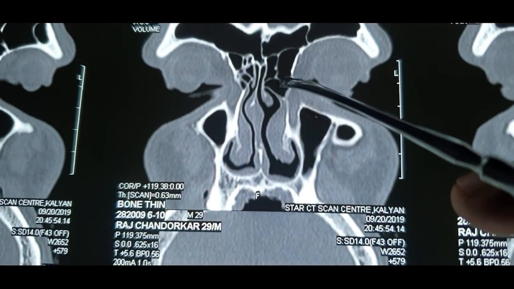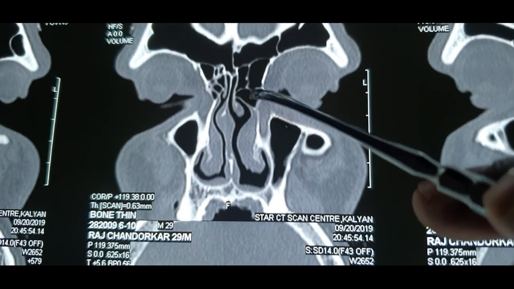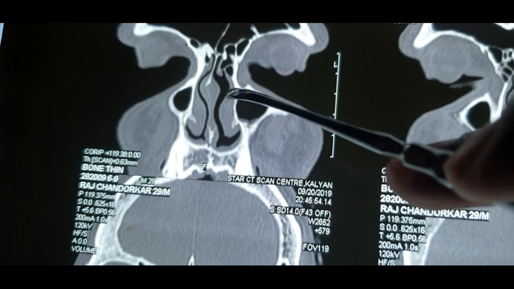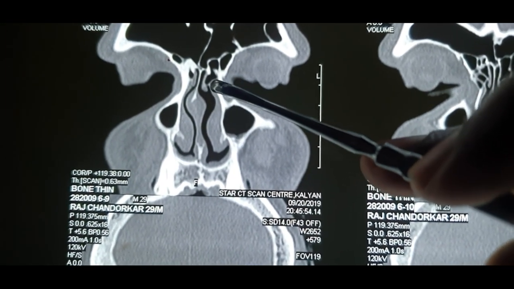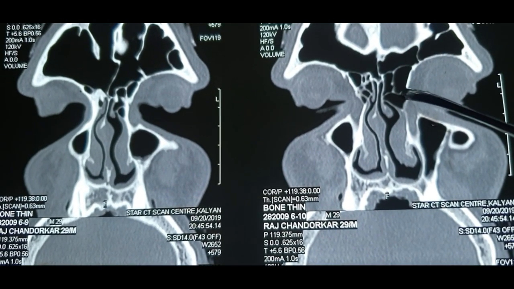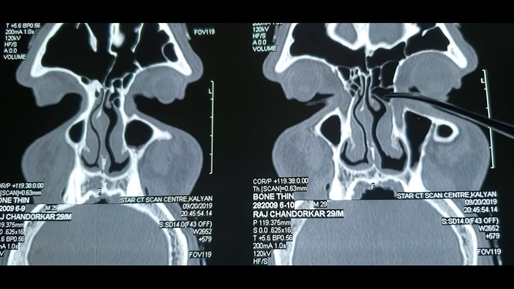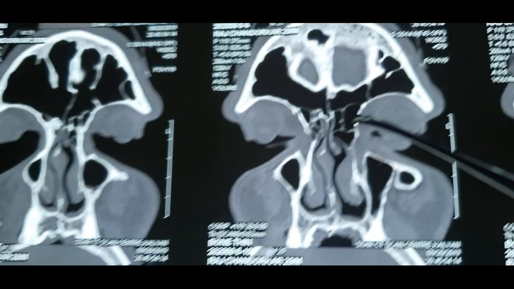So this cell you can see here is the agger nasi area, which was visible in the previous scan as well. This small structure you see is the agger nasi. If you go posterior, this is the agger nasi cell. This is the agger nasi cell over here. You see this? This is the agger nasi cell over here.